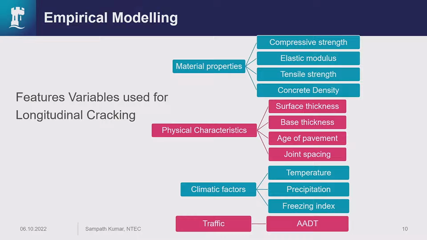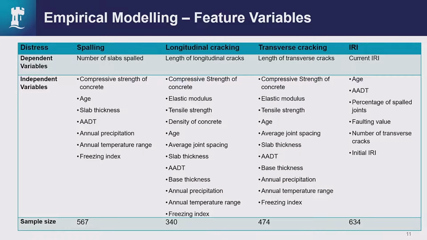So when we have these parameters, we are able to predict what will be the length of longitudinal cracking in the future. Similarly, these are the different feature variables for the other types of distresses as well, which we have followed. For spalling, you can see these are the different independent variables or feature variables. Similarly for transverse cracking and IRI.